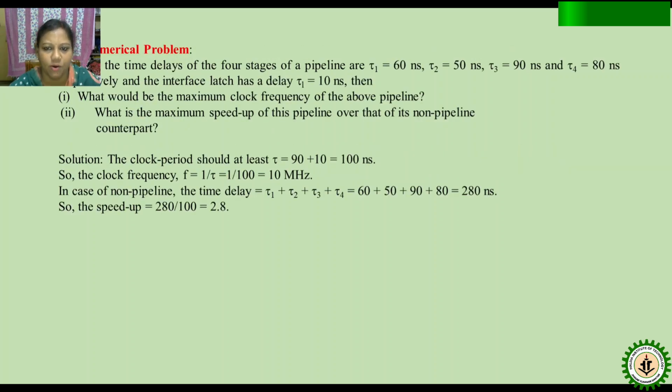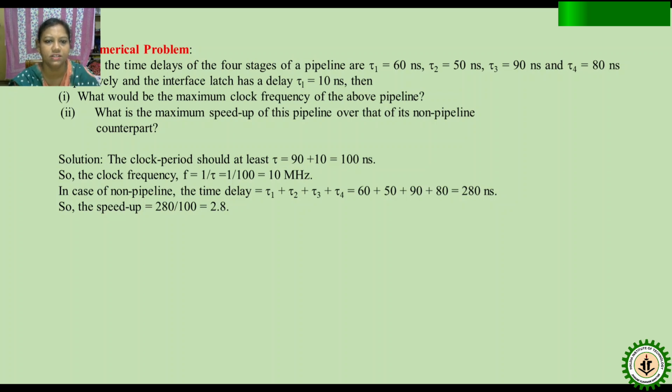Now some numerical problems I will discuss with you. So there are time delays for 4 stages. Suppose there are 4 stages: tau 1 equals 60 nanoseconds, tau 2 is 50, tau 3 is 90, tau 4 is 80. And the latch delay equals 10 nanoseconds. The question, very simple: how to calculate the maximum clock frequency of the above pipeline, and what is the speed up of the pipeline over the non-pipeline.